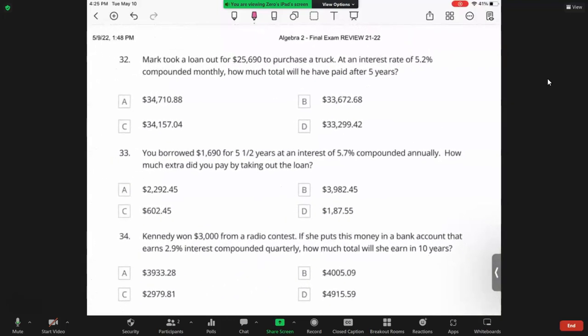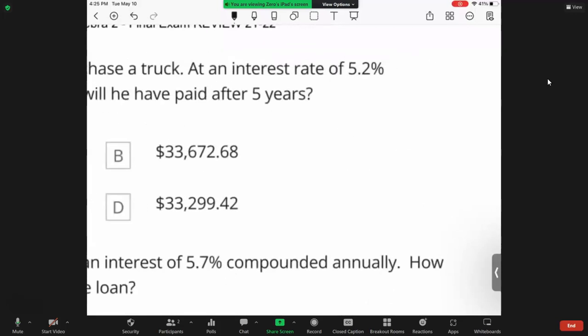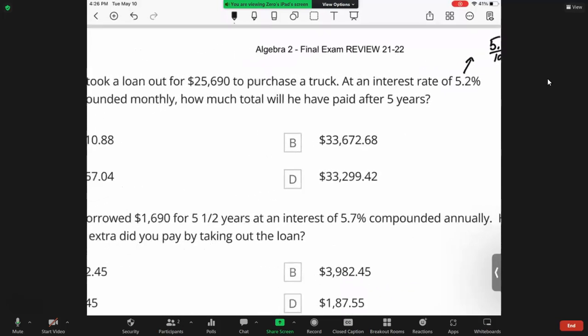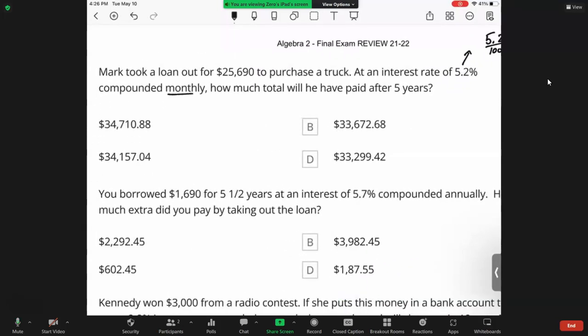32. Mark took out a loan for $25,690 to purchase a truck at the interest rate of 5.2% compounded monthly. How much will he pay after 5 years? Okay. Remember that interest rate, divide that by 100. That's 0.052. The monthly means n is equal to 12. How much will we get paid after 5 years?